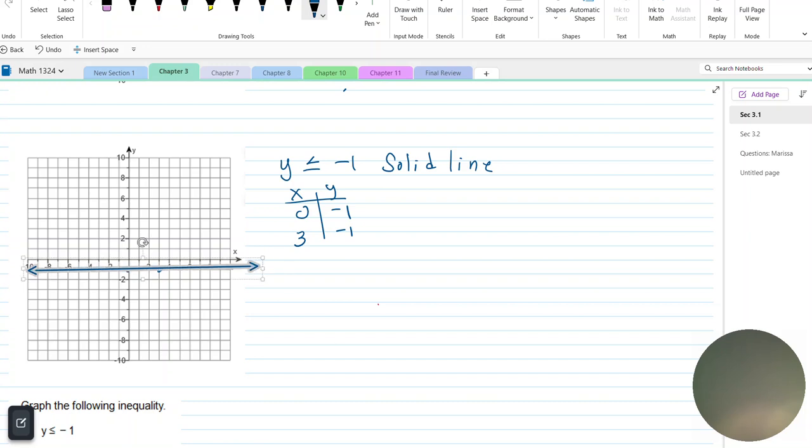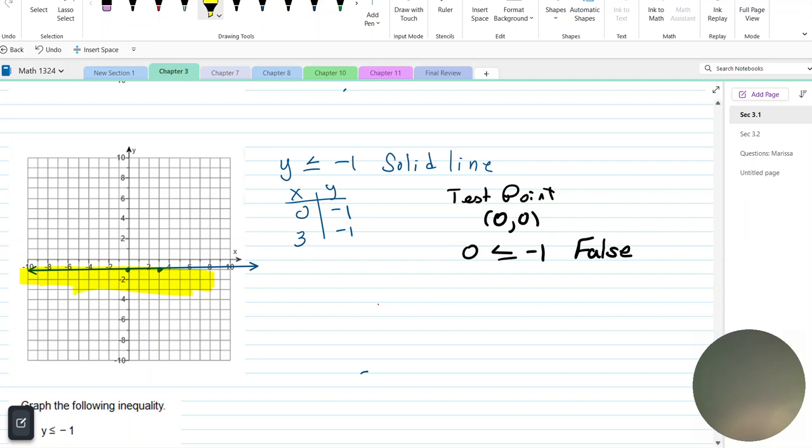All right, good enough. And I'm going to do a test point. And again, our test point is going to be 0, 0. And if I put in for y, 0 is less than or equal to -1. And that is true. Oh, it's false. Sorry about that. I see that's false. 0 is not less than -1. It is greater than. I am so sorry. I hurried. That's what it was.